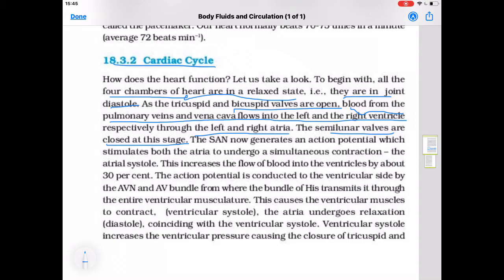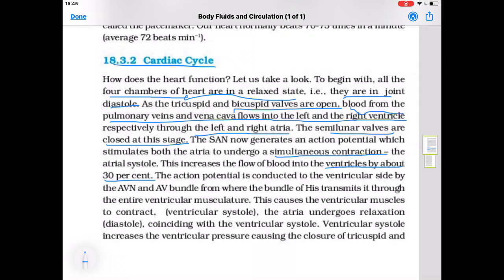The SAN, sino-auricular node, now generates an action potential which stimulates both the atria to undergo a simultaneous contraction. The atrial systole. Now the atrial systole, the contraction of atrium occurs. This increases the flow of blood into the ventricles by about 30%. Now more blood is poured into the ventricles.